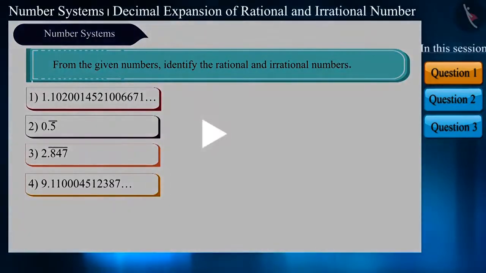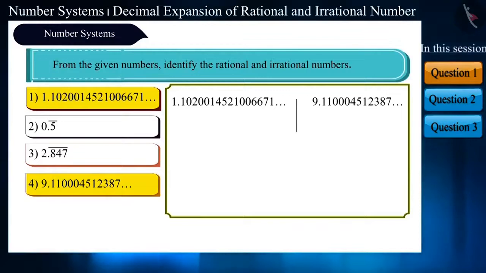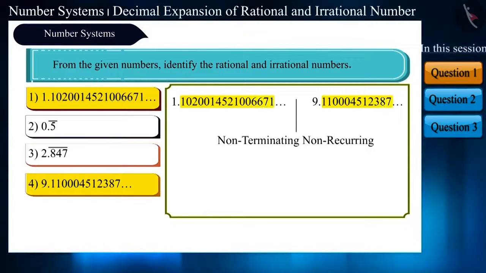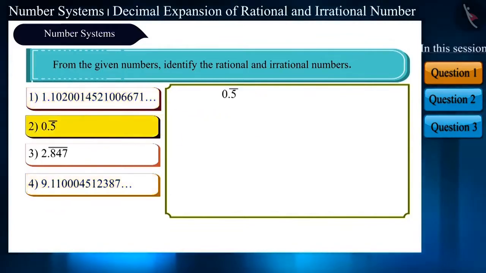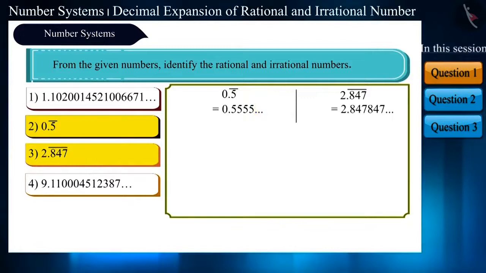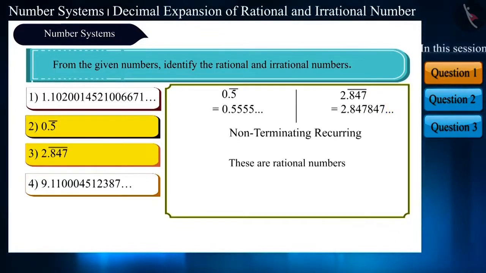You can pause the video to think about the answer to this question. In these, in the first and fourth numbers, no digit or group of digits are getting repeated after the decimal. And the series of points next to them shows that they don't end, that is, they are both irrational numbers. In the second number, the bar above 5 indicates that 5 is being repeated here. And in the third number, the group 847 is repeating after the decimal. Therefore, they are both rational numbers.